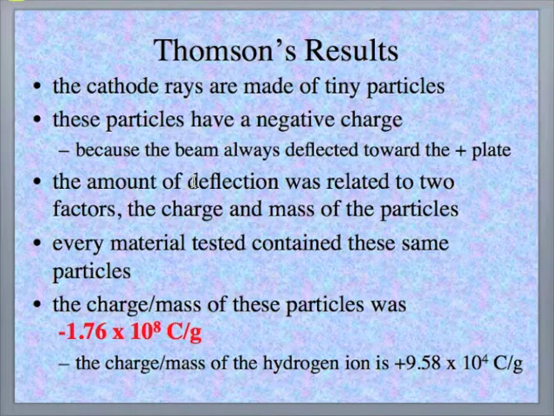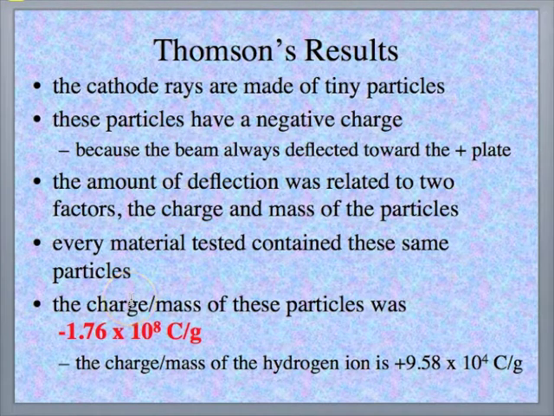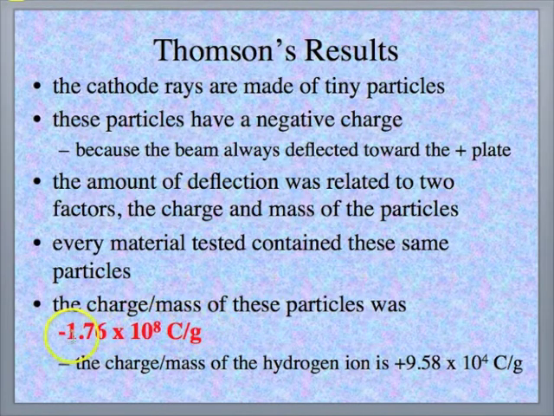Now, every material that was used to generate these cathode rays, every material at the cathode site, generated the same numbers. So it was independent of the element that was being used as a cathode. And this indicated to Thomson that he was dealing with a fundamental particle of the atom, a particle that was common to all atoms, a building block, if you will, of the atom. And he calculated the charge to mass ratio of these particles was minus 1.76 times 10 to the 8 coulombs per gram, minus because the charge was negative.